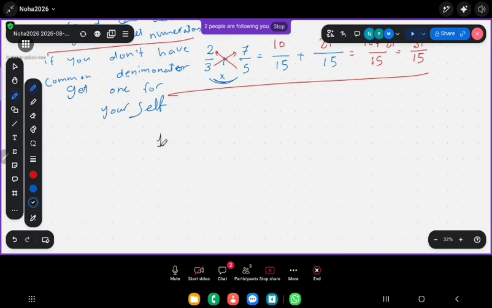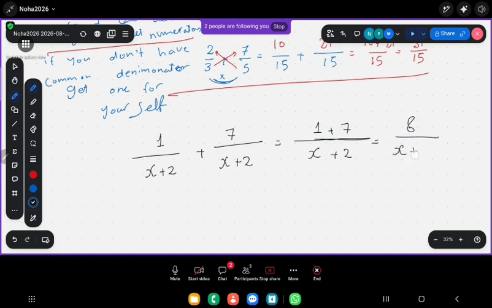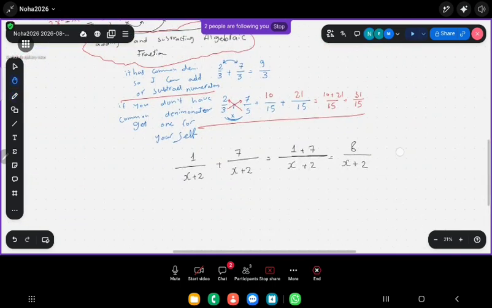Look, we have 1 over x plus 2 plus 7 over x plus 2. I will not have a panic. I will look for the denominators. Look at my denominators. I have x plus 2 and x plus 2. They're common. Yeah, very good. So I can put the common denominator here, x plus 2. And what I have to do in the numerators, I will add 1 plus 7. It's gonna be 8 over x plus 2. So it's according to this example.